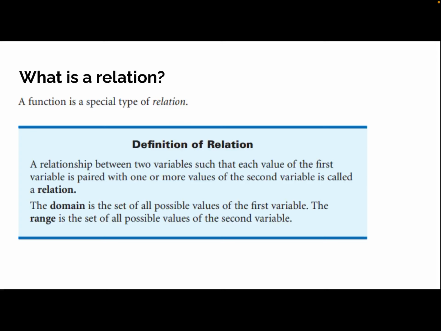What is a relation? A function is a special type of relation. A relationship between two variables such that each value of the first variable is paired with one or more values of the second variable is called a relation.